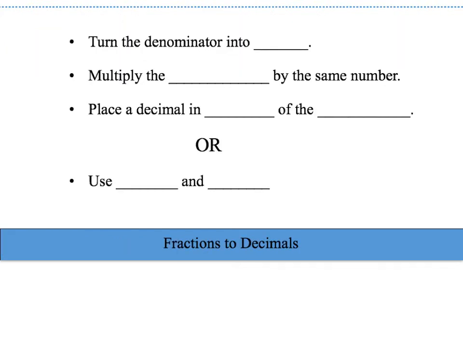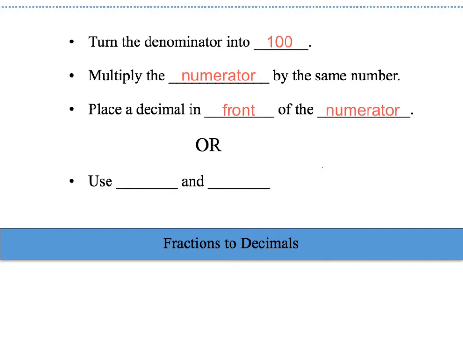Now we're going to talk about how to convert fractions to decimals. When you're given a fraction, look at the denominator and ask yourself, how can you make the denominator into 100? The first step is to turn the denominator into 100. Our second step is to multiply the numerator by the same number that you multiplied the denominator by. And finally, our last step is to place a decimal in front of the numerator.